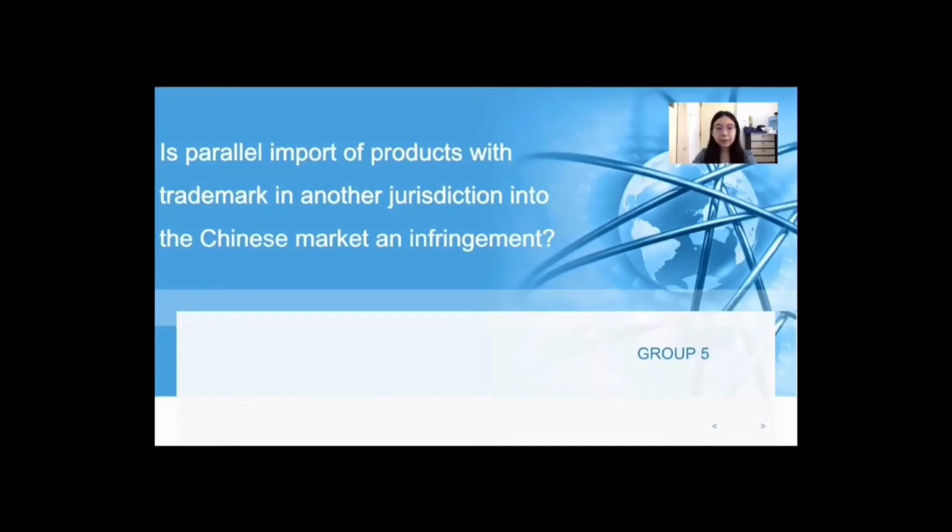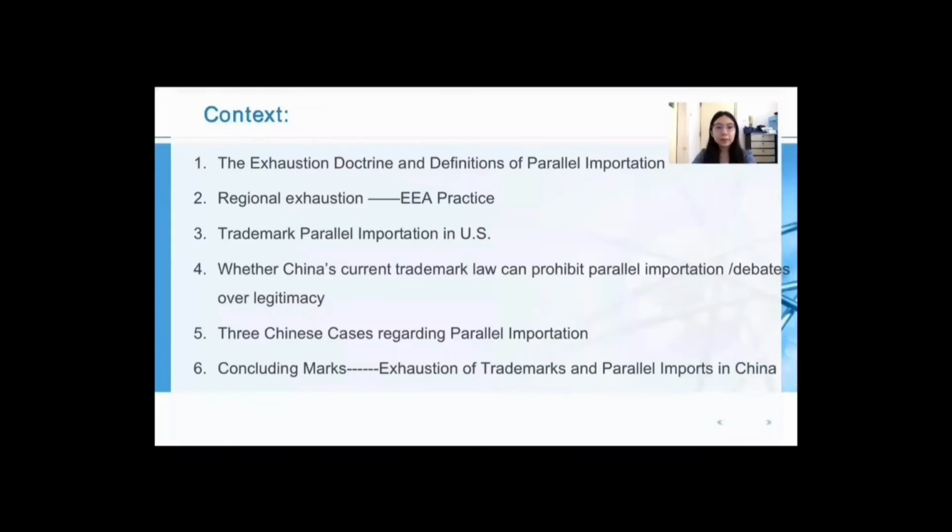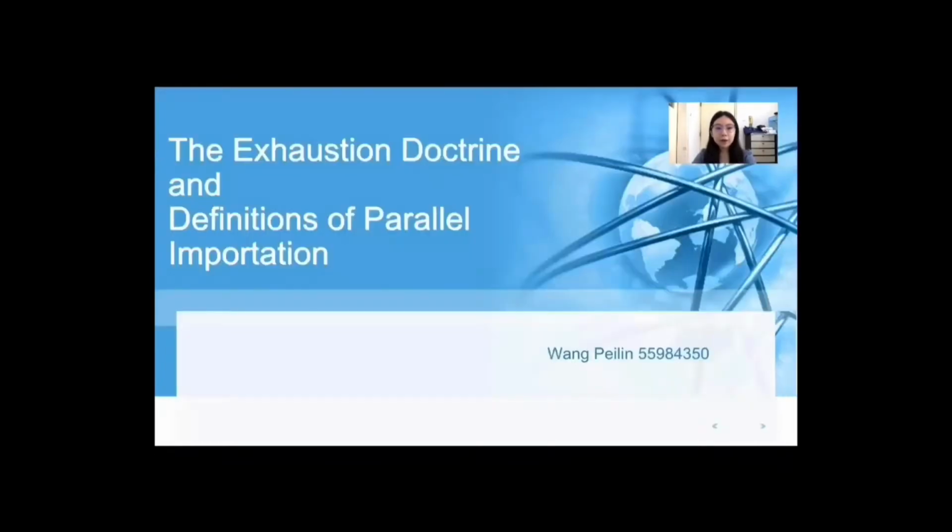Hello everyone, we are Group 5 and our topic is parallel import of products with trademark in another jurisdiction into the Chinese market and infringement, and we will talk about 6 parts. The first part is the exhaustion doctrine and the definition of parallel importation.